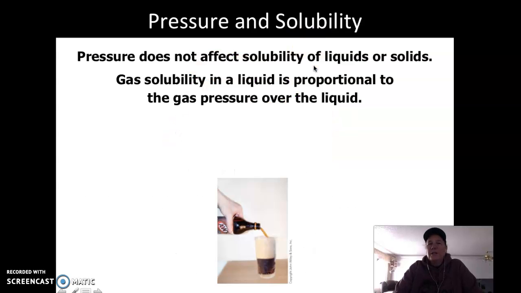Okay, pressure does not affect solubility of liquids or solids. It doesn't affect them, but it definitely does in gases. And we did that. Remember, we did the gas laws. But the gas solubility is proportional to the gas pressure over the liquid.